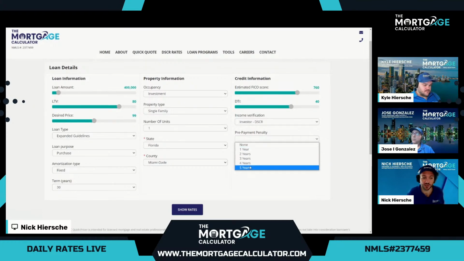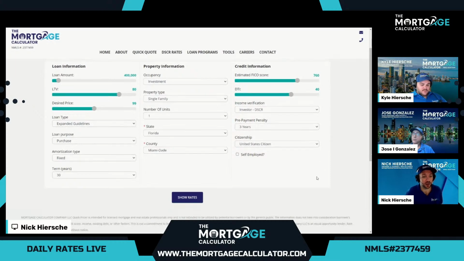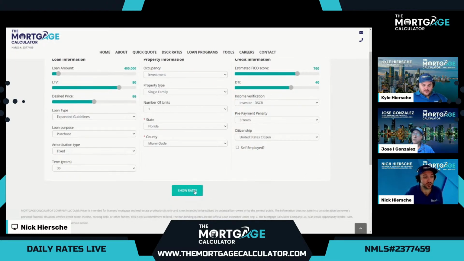You can also choose 5 years if you want to save a little bit more money, but not as many loan programs have that 5-year option. So 3 years, always the best to get the most breadth of loan programs here under the DSCR. So let's check out our DSCR rates this morning.